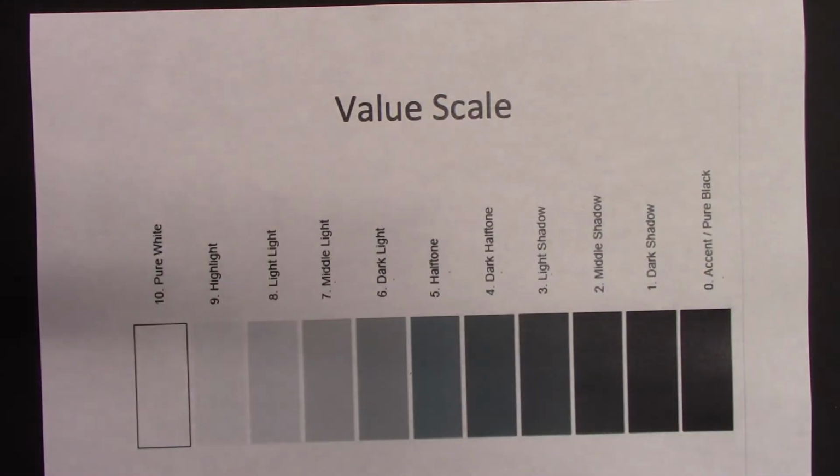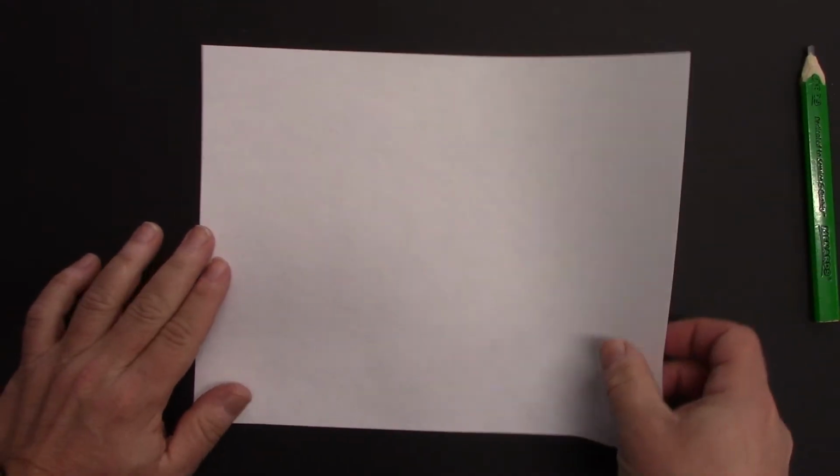Okay? So our first step is going to be making our own value scale. So how do we do that? Well, we're just going to grab a piece of paper, and on this piece of paper, we're going to fold it. I'll zoom out here so you can see it. So we're going to fold this piece of paper one time, just like this.